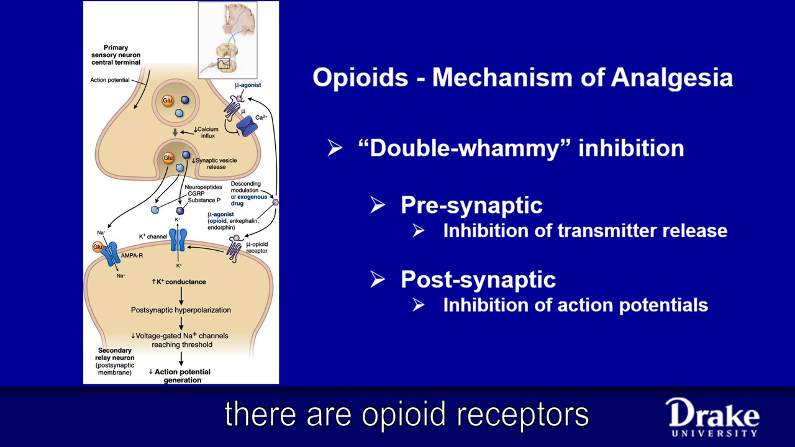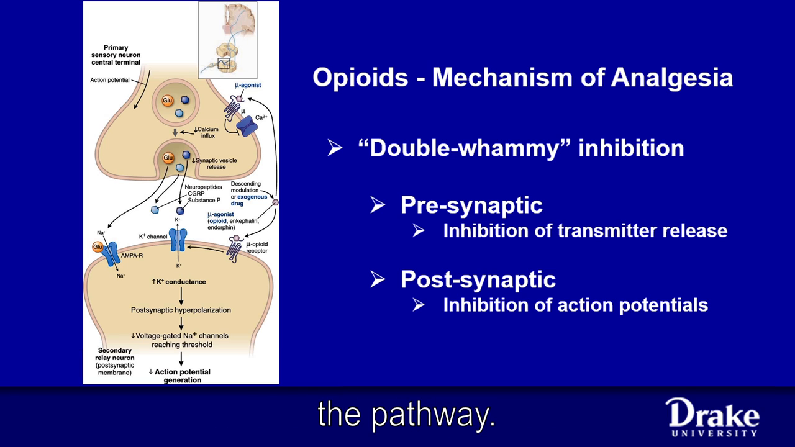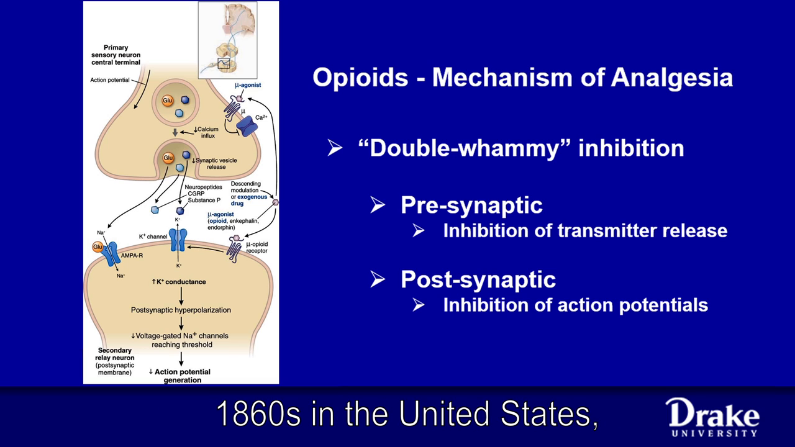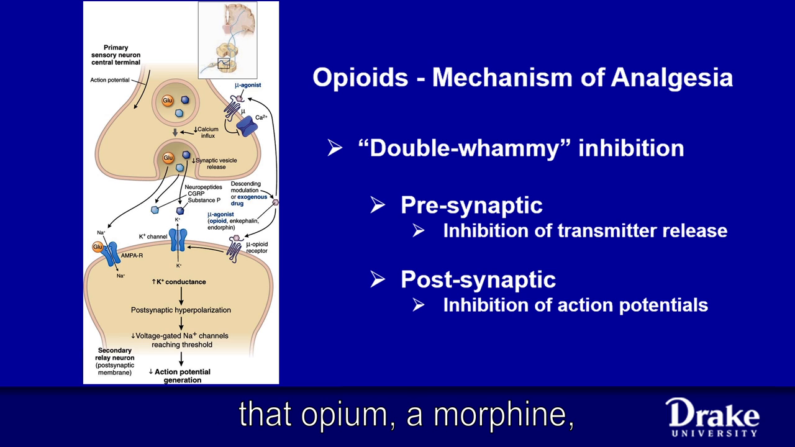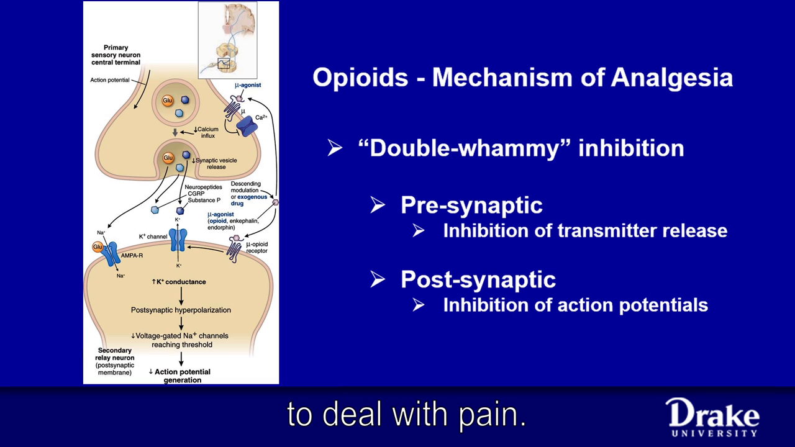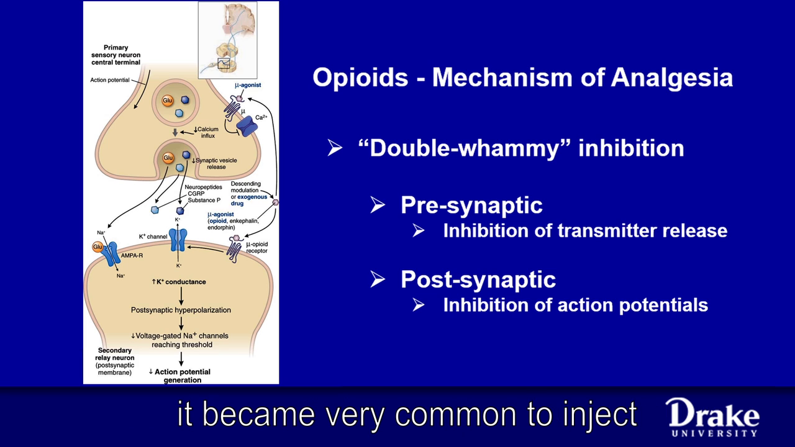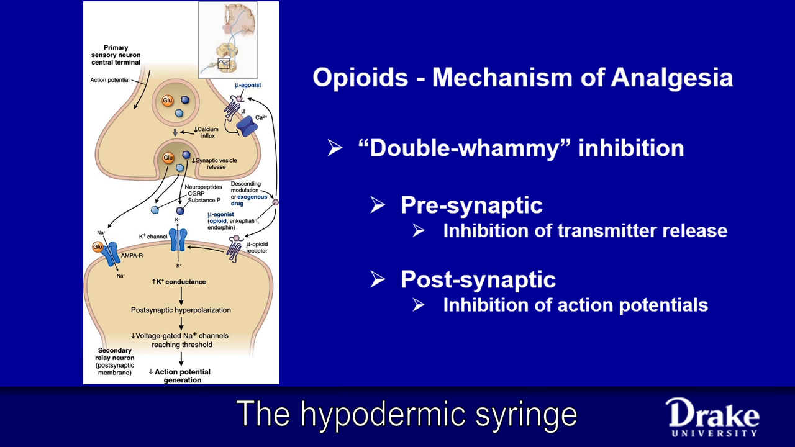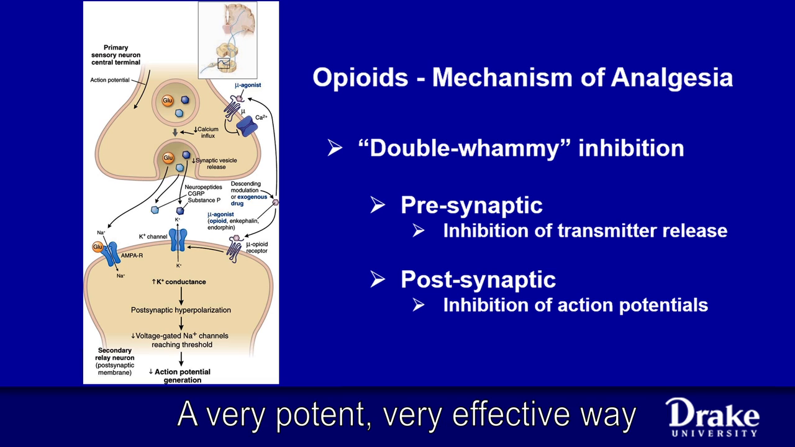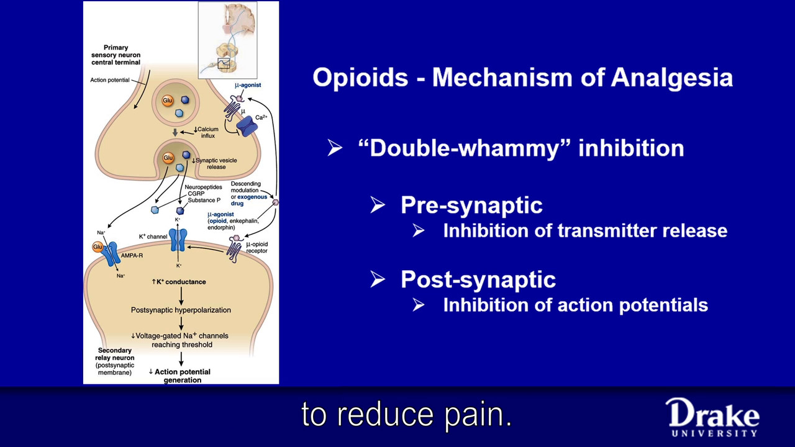And then on top of that, there are opioid receptors expressed in other synapses on up the pathway all the way up to the somatosensory cortex. So this is all great news if your goal is to inhibit pain. And in fact, if you go back to the 19th century, specifically the 1860s in the United States, it was during the Civil War that opium and morphine were first used in a widespread way to deal with pain. So for soldiers injured in the war, it became very common to inject morphine. The hypodermic syringe was also invented around that time. And so this is fantastic, a very potent, very effective way to reduce pain.